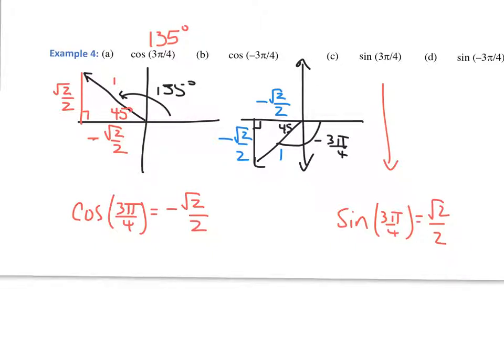All right, so what is cosine of negative 3 pi over 4? Negative root 2 over 2. And sine of negative 3 pi over 4? Negative root 2 over 2. Is that what you're saying to do?